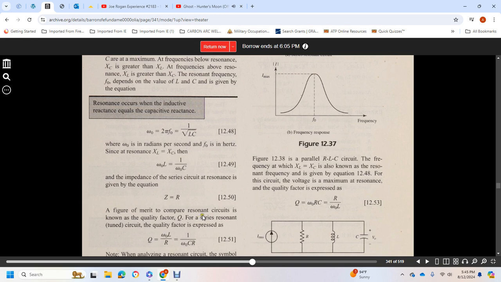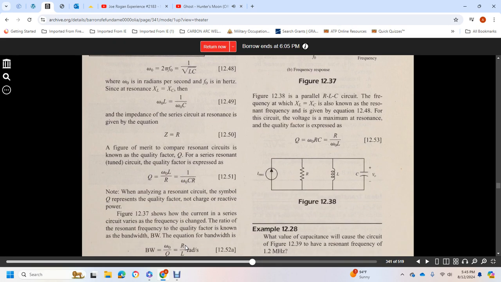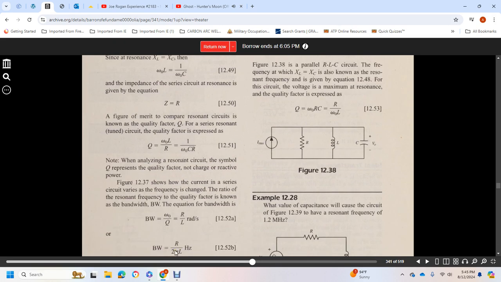The figure of merit to compare resonance circuits is known as the Q factor. At resonance, Q equals omega zero times L over the resistance, which equals 1 over omega zero times C times the resistance. Note that when analyzing resonance circuits, the quality factor represents the ratio of the reactive power to the average power.